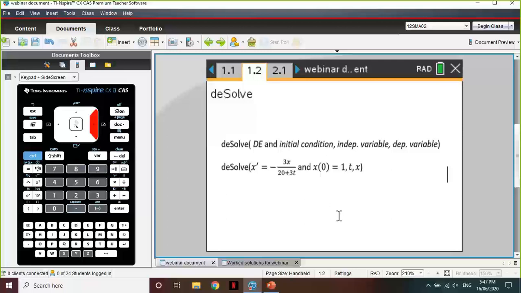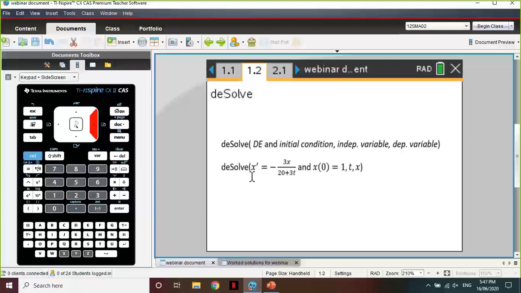Now, if you're using the CX II, like I will be tonight, life is pretty easy. But if you're using just the normal CX, the old black CAS, you may want to have an example of how to use DE solve in your bound reference. So if you do encounter a question like this in the assessment, you've got a reference and a guide to how to use it. Okay. So when using the DE solve, this is the structure that we're going to type in here.